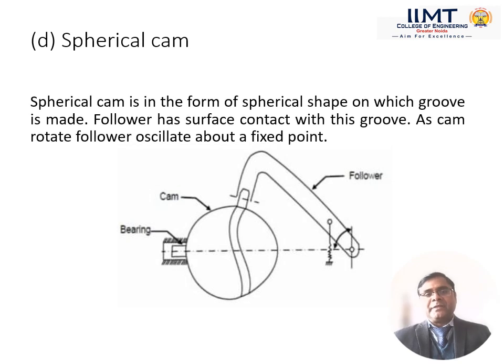The spherical cam basically has a spherical shape, and oscillating motion is obtained by fixing the follower end in the groove of the spherical surface. So the spherical cam is in the form of a spherical shape in which the groove is made. The follower has surface contact with this groove. As the cam rotates, the follower oscillates about the fixed point.